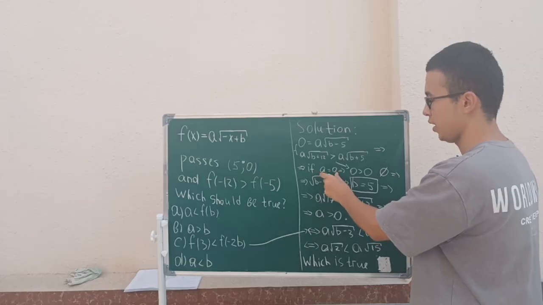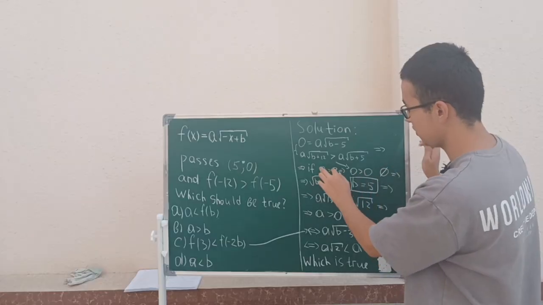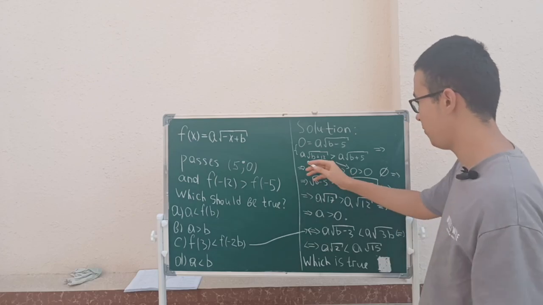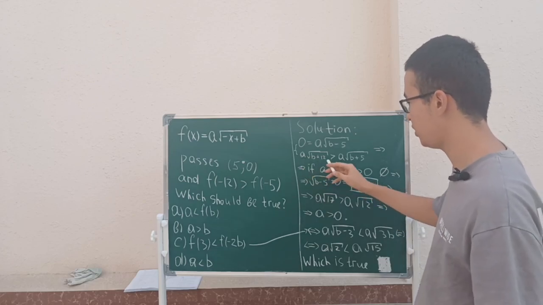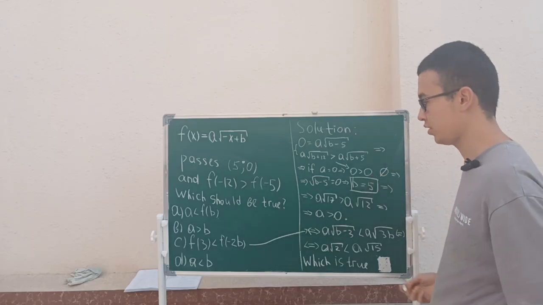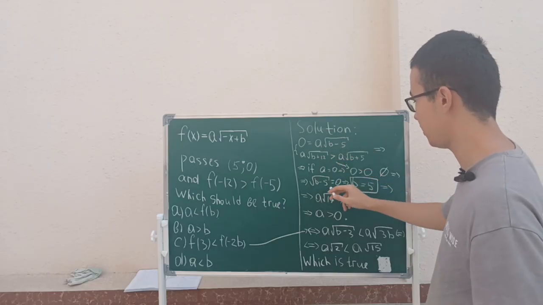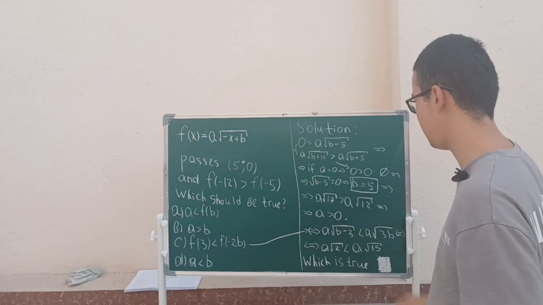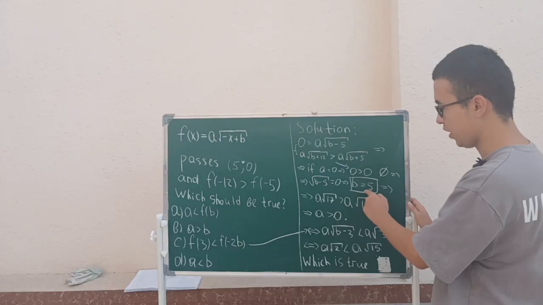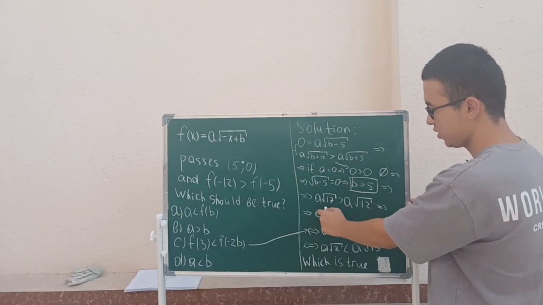If we check the case where a is equal to 0, and we plug a equals 0 in the second equation, we can see that the left side would be 0 and the right side would be 0, which means that 0 is greater than 0, which is a contradiction. So the square root of (b minus 5) is equal to 0, which means that b is equal to 5, sorry.